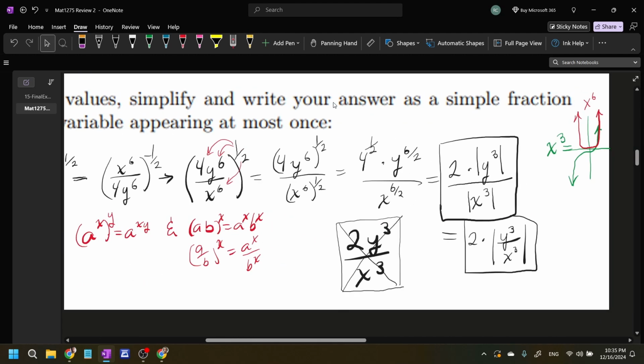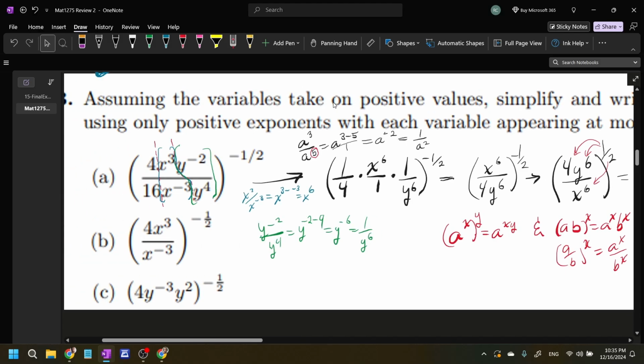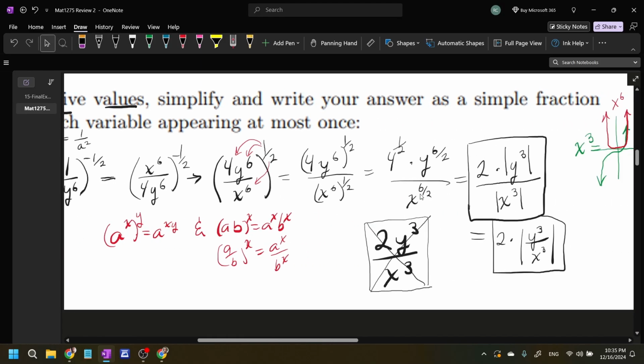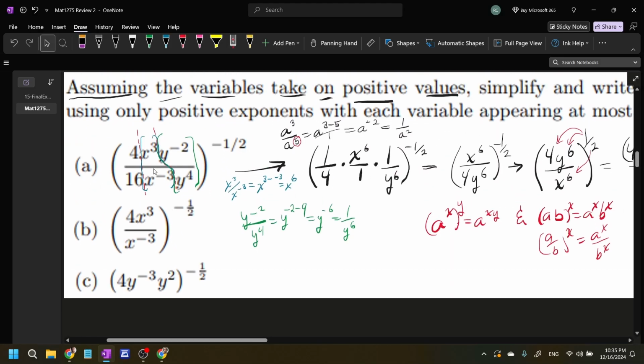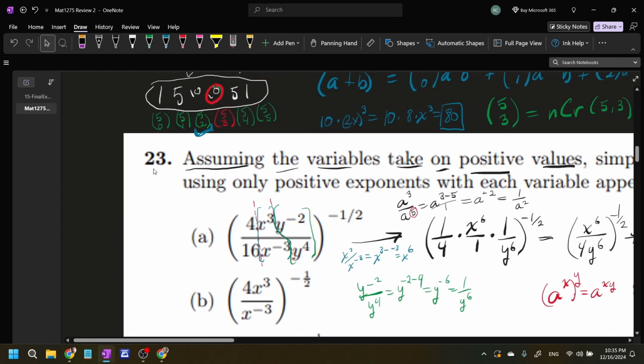Because they said, assuming the variables take on positive values, we don't need to worry about the negative values, so we don't need the absolute value. So actually, we can leave it like this. This is okay. All right, I'm not going to do the other ones because that would take way too long. So that was 23.